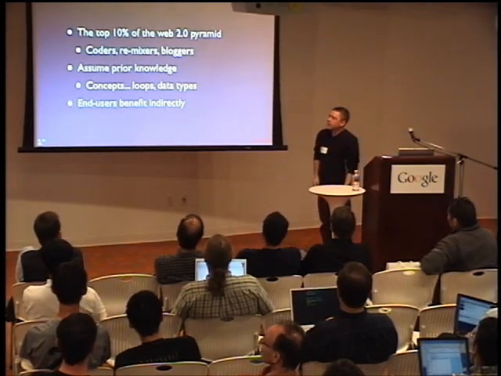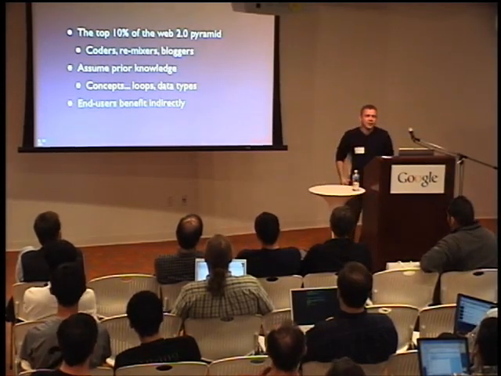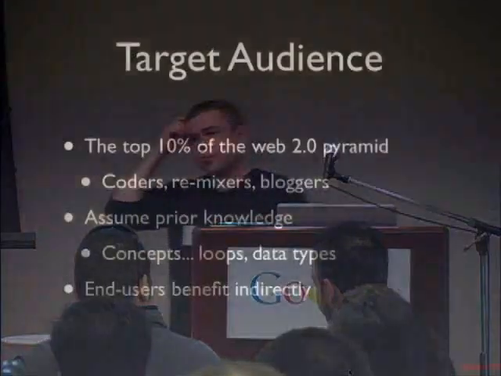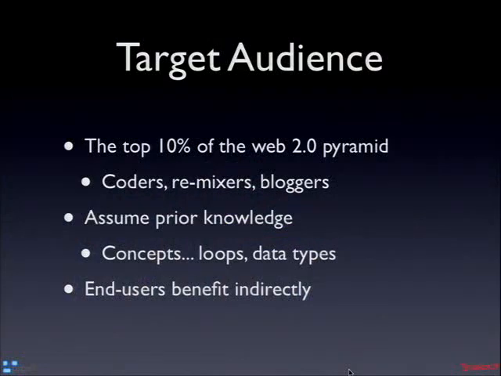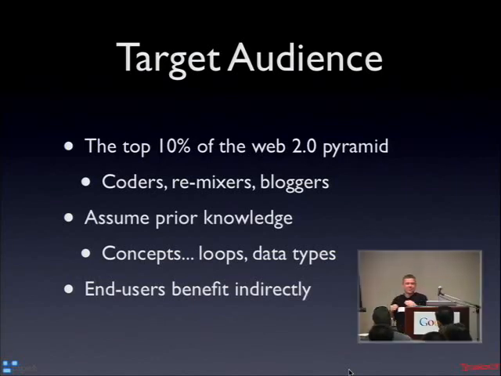Okay, so when we were creating this originally, we actually had a significant advantage over a normal website approaching this. One of the assumptions we could make was that we were targeting the top of the Web 2.0 pyramid. Right at the top, you've got the 1% of developers, which is probably like 99% here. Below that, you've got the remixers and the bloggers, another 8 or 9%. And these are the people that we actually wanted to target.